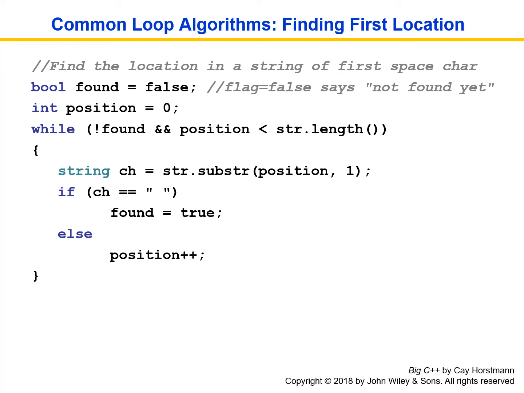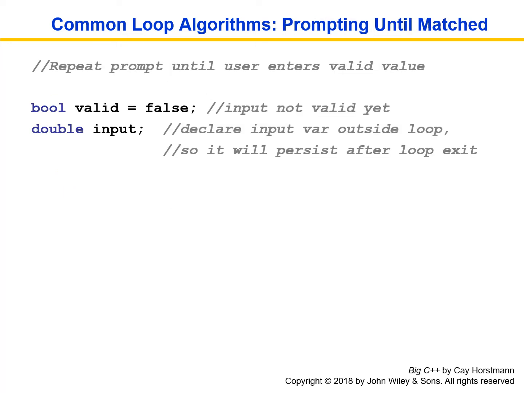The loop will end if either we find the character, in which case position will be set to the position of the space, or if position is suddenly equal to string.length, in which case we know that there are no spaces in the string, and position will be set to the length of the string, and that's an indicator that there is no space character.